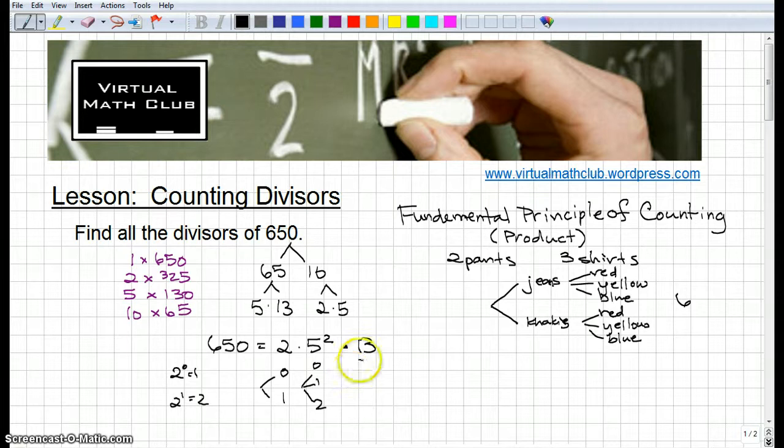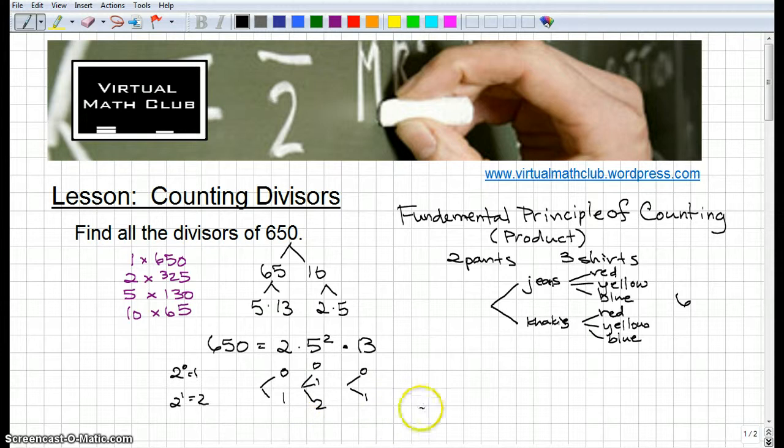And then for 13, we can either have no 13s, or we can have 1 13. Okay, so basically we have 2 choices for how many 2s to include in the divisor. We have 3 choices for how many 5s to include in the divisor, and we have 2 choices for the number of 13s to include in the divisor. Okay, and if we come up with all those combinations, we'll get it.